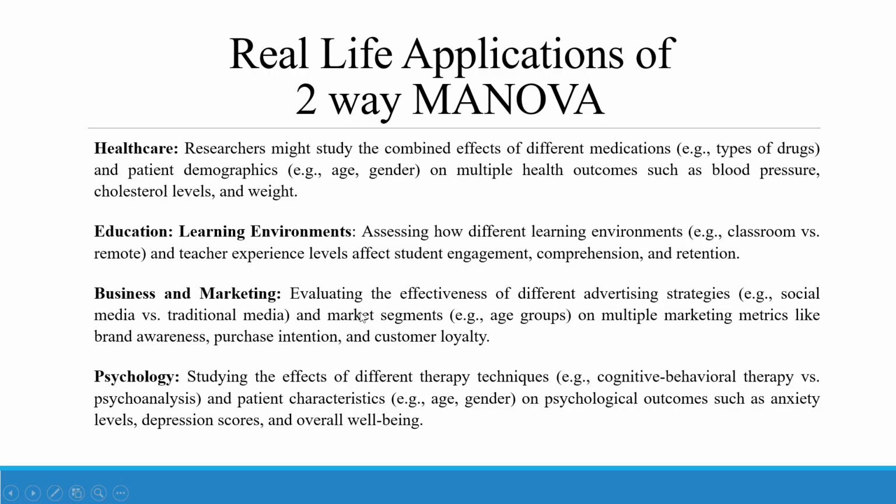Business and marketing. Evaluating the effectiveness of different advertising strategies, example social media versus traditional media, and market segments, example the age groups, on multiple marketing metrics like brand awareness, purchase intention, and customer loyalty. Psychology. Studying the effects of different therapy techniques, example cognitive behavioral therapy versus psychoanalysis, and patient characteristics, example age, gender, on psychological outcomes such as anxiety levels, depression scores, and overall well-being.